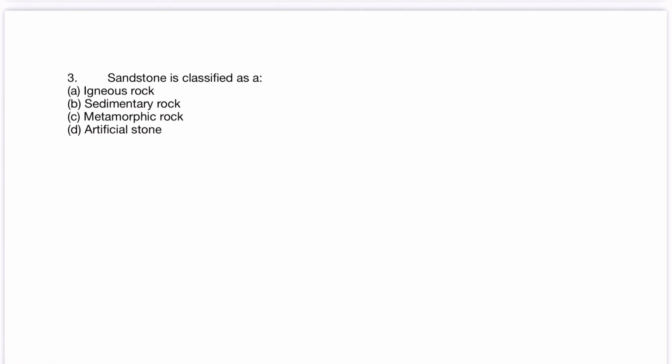Sandstone is classified as: option A, igneous rocks; option B, sedimentary rocks; option C, metamorphic rocks; option D, artificial stone. So the correct option of this question is option B, that is sedimentary rocks. As we all know, sandstone forms from the compression of sand and mineral particles, making it a classic sedimentary rock. So the correct option is sedimentary rock.